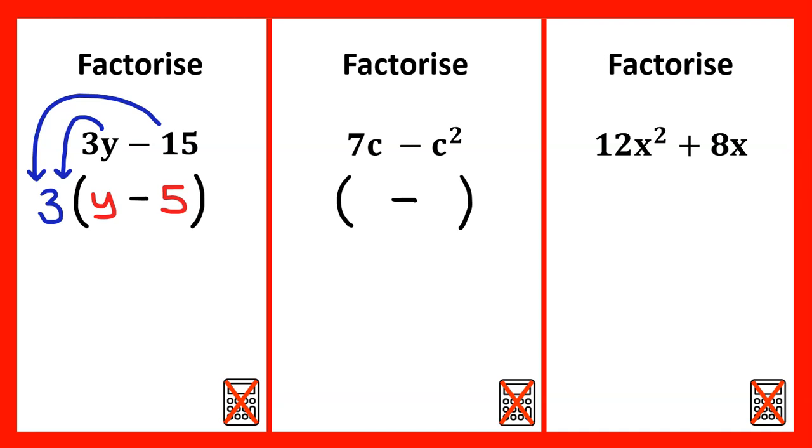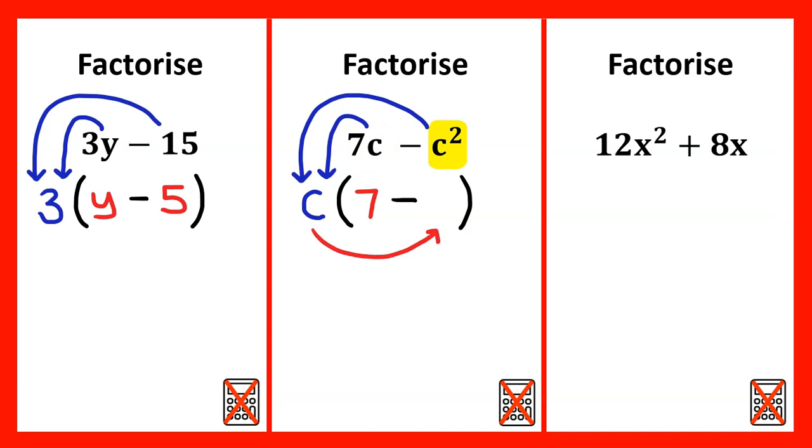Factorising 7c minus c squared. As mentioned earlier, the highest common factor of all of the terms might not necessarily be a number and may be a variable. In this case, both of these terms are divisible by c. So taking c outside the bracket, I would then need to multiply this by 7 to give me 7c. And I would need to multiply by c to give me c squared, leaving me with c bracket 7 minus c.